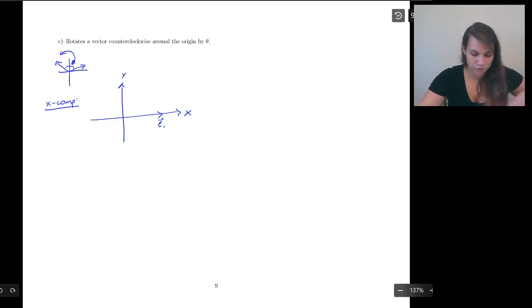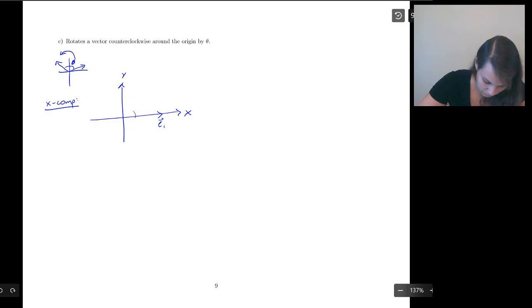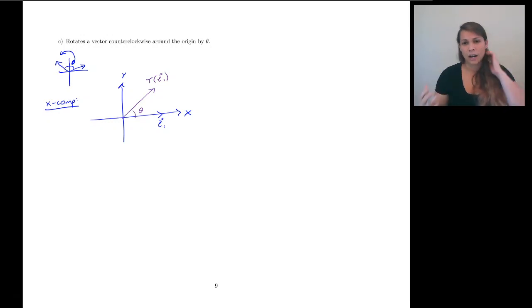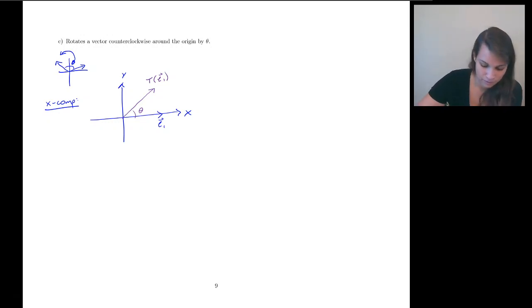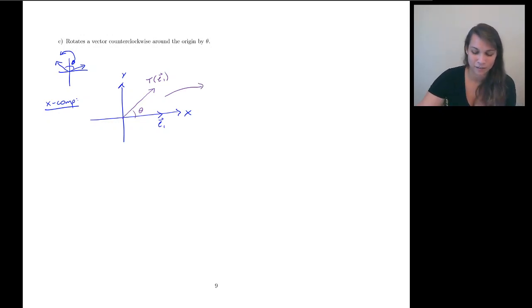If we wanted to rotate him by theta, he would end up looking like that. So this would be T of E1. How are we going to figure out where it's gone? Easy. We have the power of trigonometry, right? You guys all loved trig.